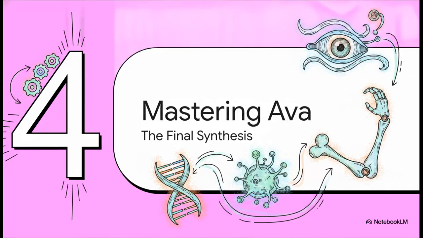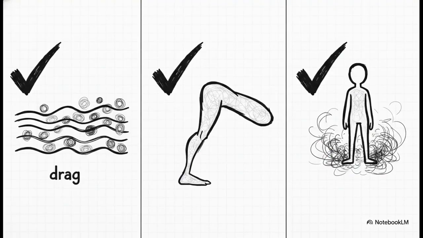Finally, let's wrap this up with Section 4, Mastering the Ava Effect. We've looked at all these mechanics in isolation, but true mastery really comes from synthesizing them. So here is your final checklist to ensure your work never looks flat or robotic again. Number 1. Implement asymmetric subframe drag. Get off that perfect frame grid and offset your keyframes across secondary channels so that absolutely nothing stops moving at the exact same time. Number 2.